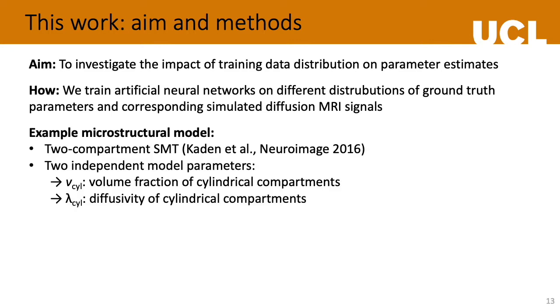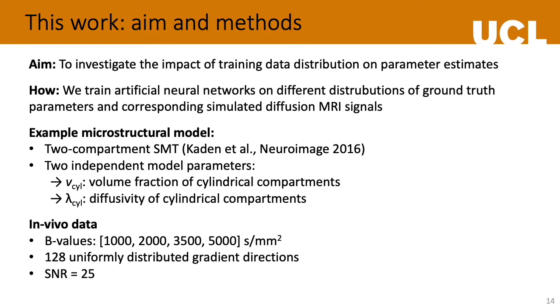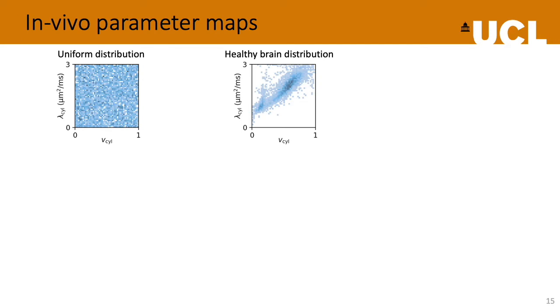We use a simple two-compartment microstructural model based on the spherical mean technique as an example. This model has only two independent parameters, which makes it easy to visualize the parameter space. We fit this model to a dataset obtained using healthy adult subjects. We train neural networks using two different training data distributions: uniformly distributed parameter combinations and parameter combinations obtained from 5 healthy subjects.